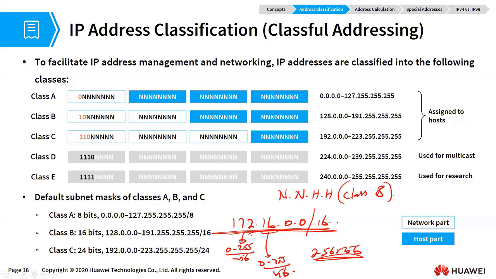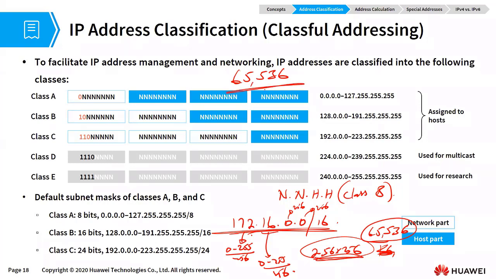And how many hosts are there for each network? This goes from 0 to 255, giving 256. This goes from 0 to 255, giving 256. Someone, Hope, please, calculator. What do you get? 65,536. They are going to be 65,536 networks, and each of them will be having 65,536 hosts in it. Are we making sense?